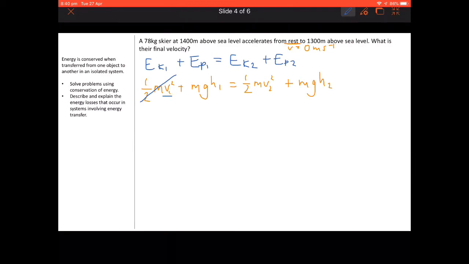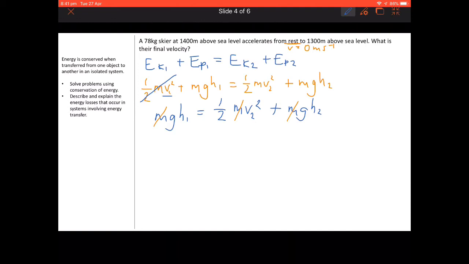So that means that we're left with mg height 1 is equal to half mv squared, and that's the second velocity, plus mg height 2. We can simplify this so we can get rid of all of the m's, because if we divide both sides of this equation by m, all the m's are going to cancel out. Then we're left with gh1 is equal to half v squared 2 plus gh2.